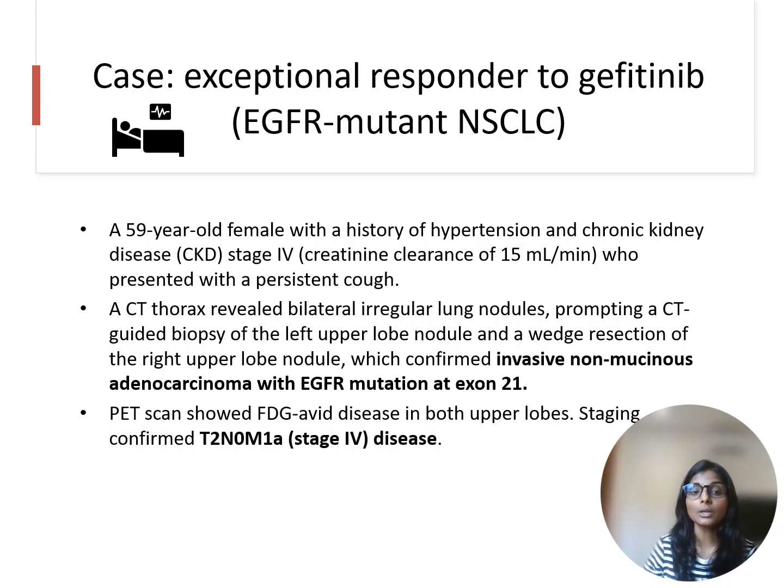To stage the patient, a PET scan was done. The PET scan showed no distant metastasis, but there were nodules in both lungs. So staging confirmed T2, which is tumor 2, N0, there are no lymph nodes involved, and M1a disease. M is for metastasis. The metastasis is because it has gone to the contralateral lung. So this deemed her stage 4, which is the final stage of cancer.